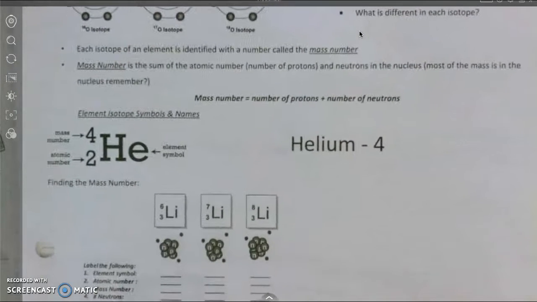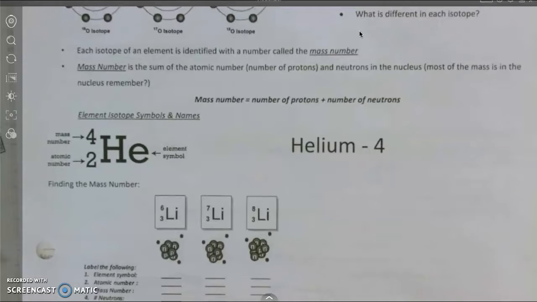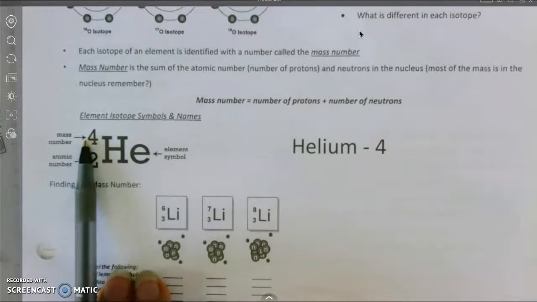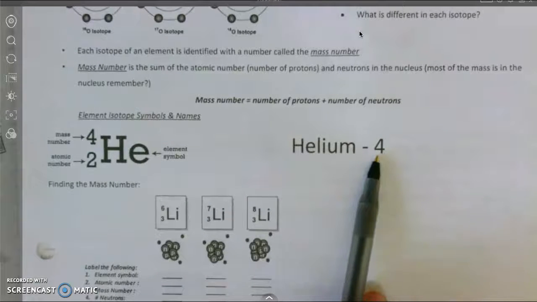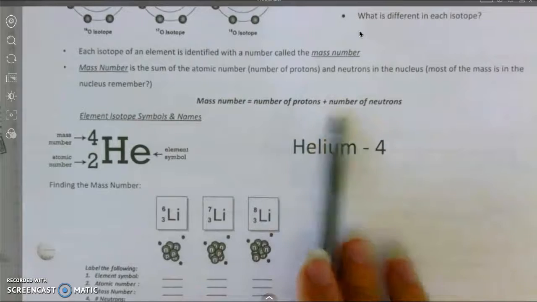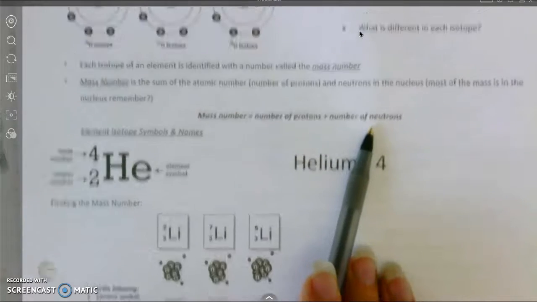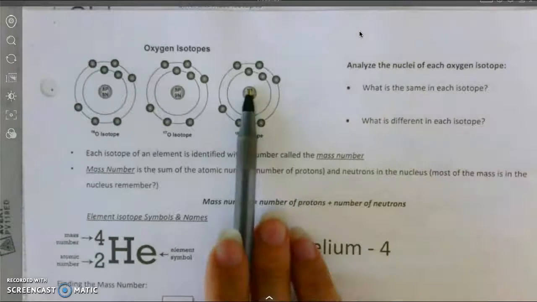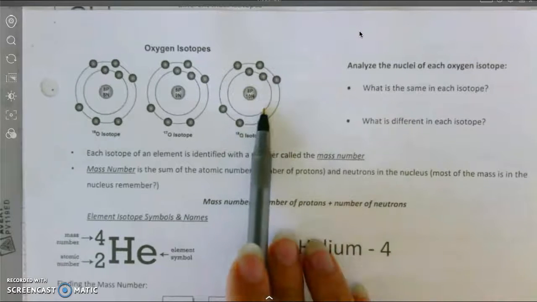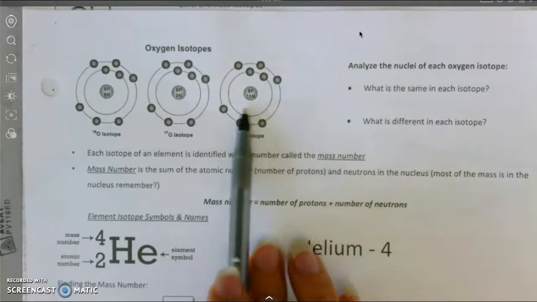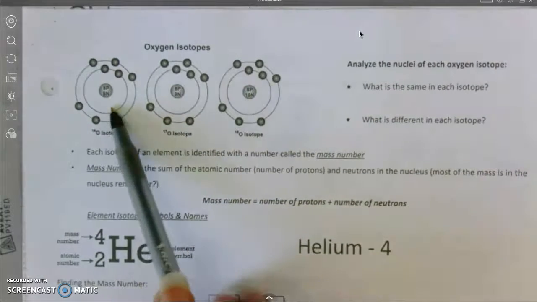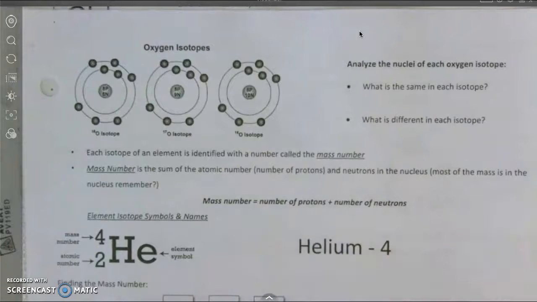So back to this idea of mass. We also know that our elements have a mass number as well as atomic numbers. The mass number is the number of protons plus the number of neutrons. So if I come back here, I have 8 protons and 10 neutrons, and so my mass number for this one would be 18. My mass number for this one would be 17, and my mass number of this one would be 16. This is the number of protons plus the number of neutrons.